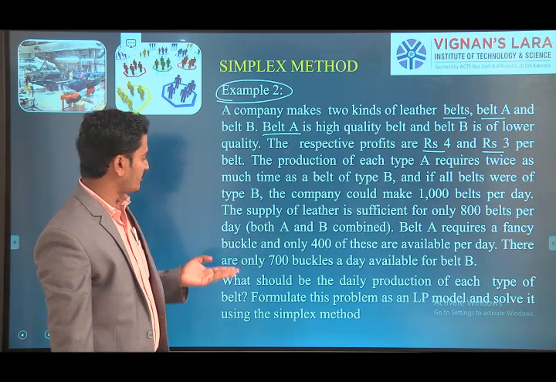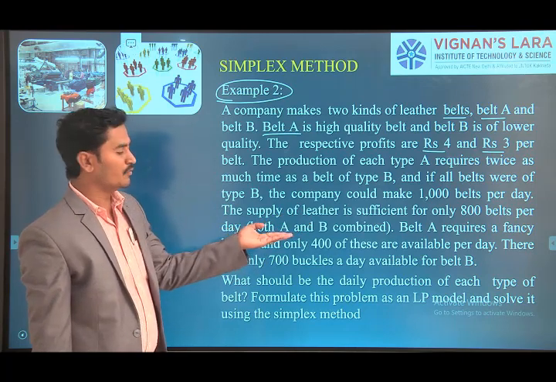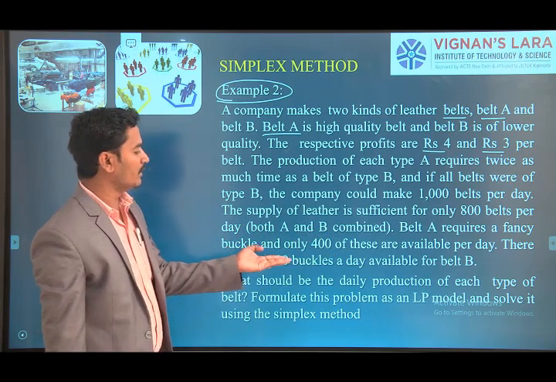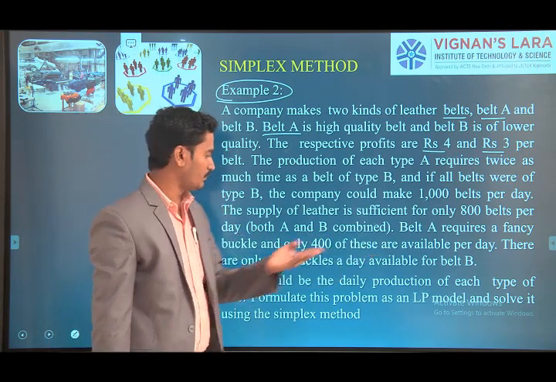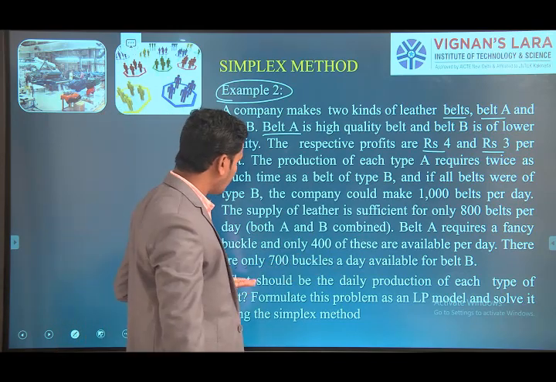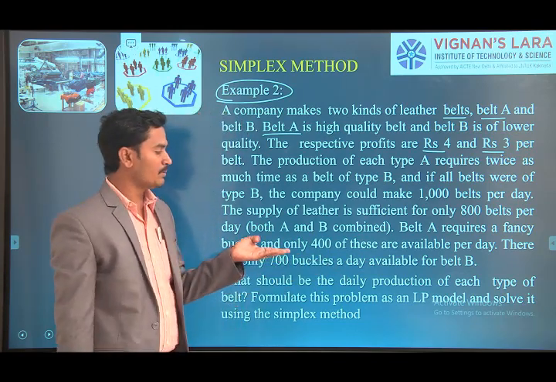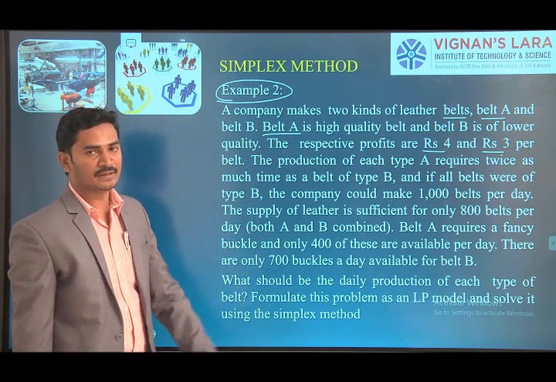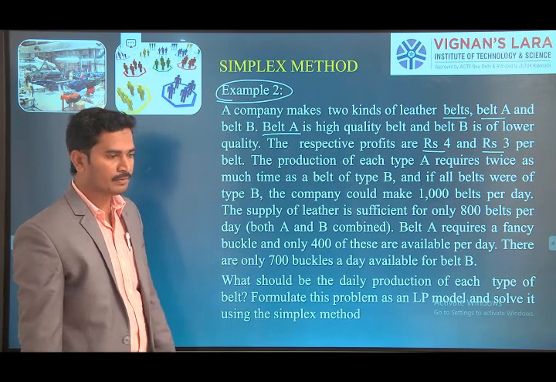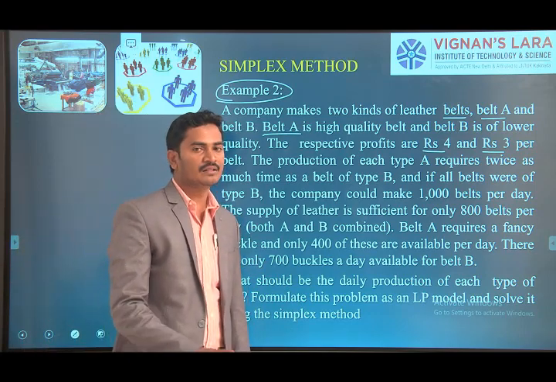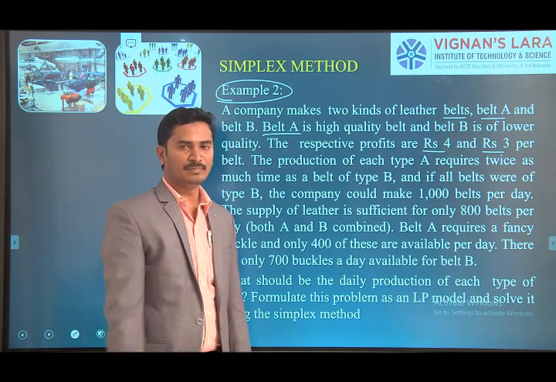Belt A requires a fancy buckle and only 400 of these are available per day. There are only 700 buckles a day available for belt B. What should be the daily production of each type of belt? Formulate this problem as an LP model and solve using the simplex method. Okay, here what is our problem? They have given the mathematical model and they are asking us to solve that model with the help of the simplex method.